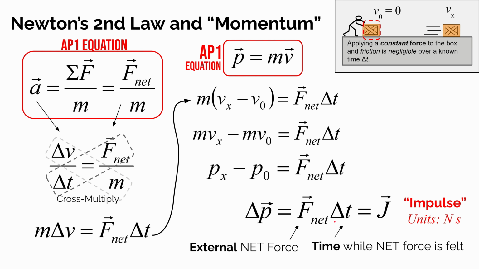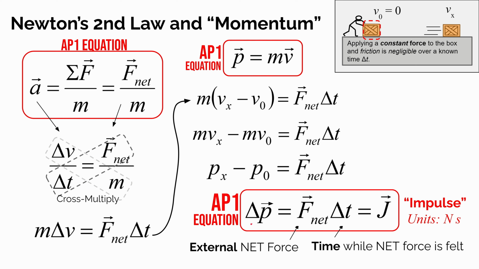So the impulse is what changes the momentum of the system, or the product of a force times time is what gives us the momentum change. So on the AP Physics 1 equation sheet, this is an equation we now have that allows us to remember what changes the momentum of a system. And this is called our impulse equation.